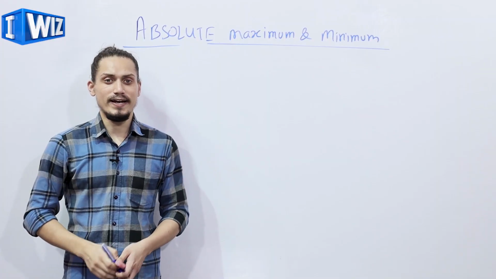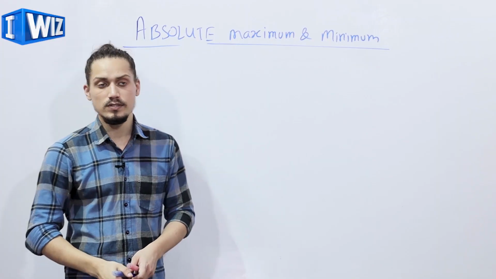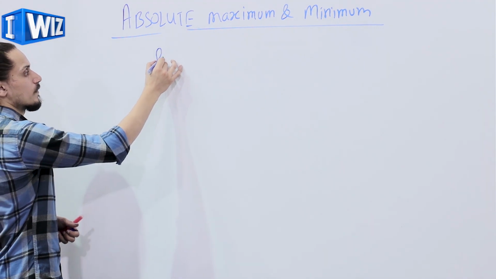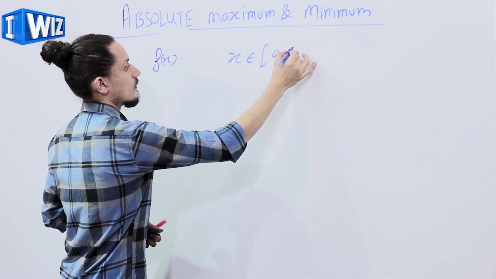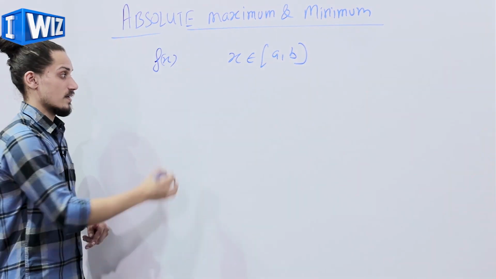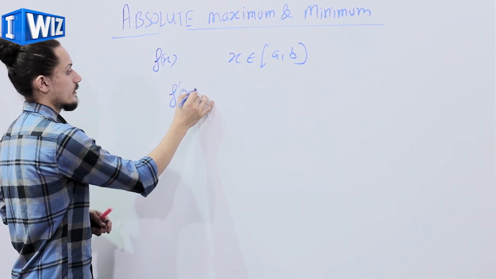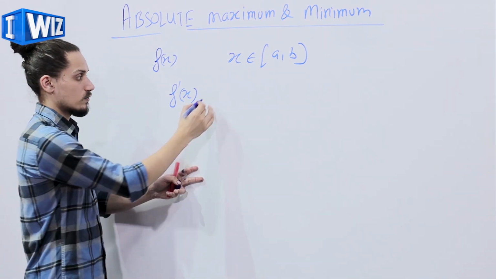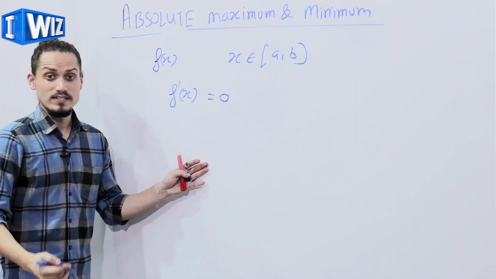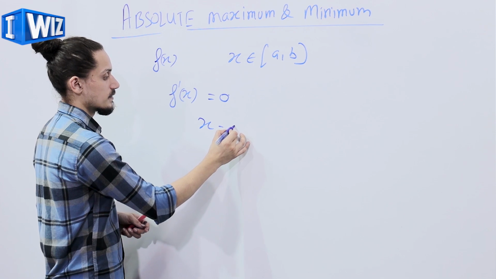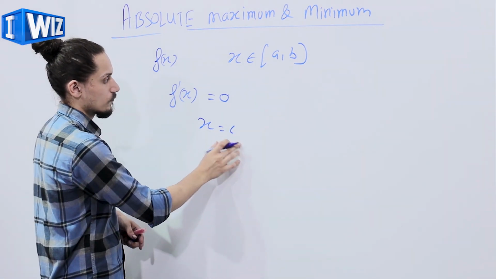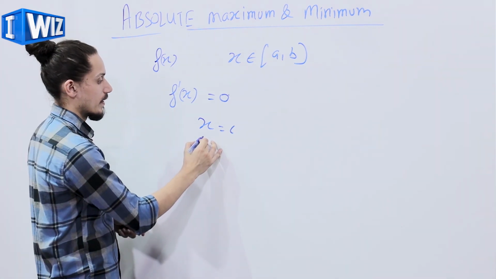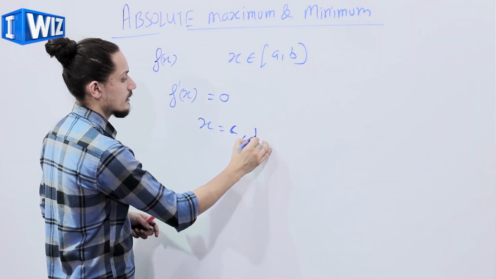Now let's see how to find absolute maximum and absolute minimum values. Suppose we have a function f of x where x belongs to the closed interval [a, b]. Next step, we'll find f dash x. So we put the first derivative f dash x equal to 0. In return, we'll get some critical values, that is x is equal to c. There can be one value, two, or three values. To explain, I'll use two values. Say we have two values, x is equal to c and d.